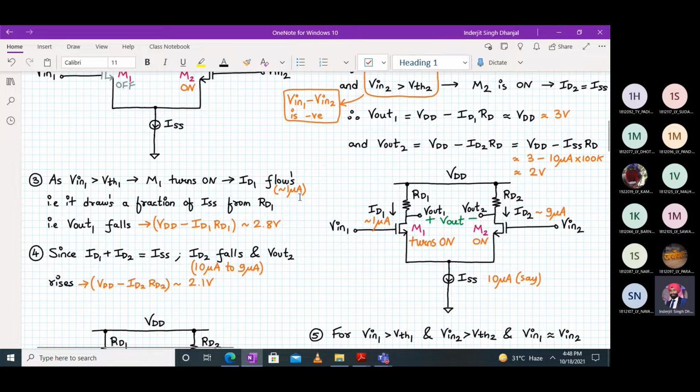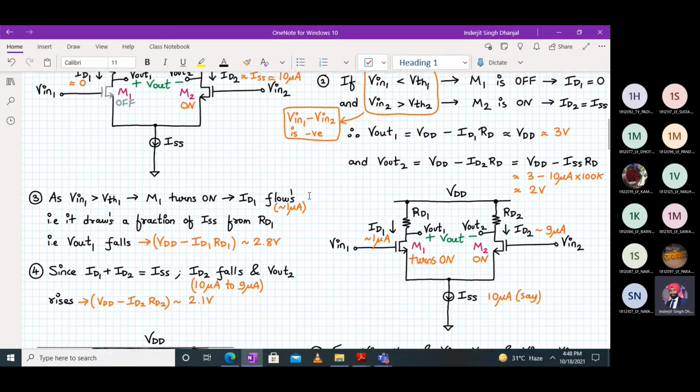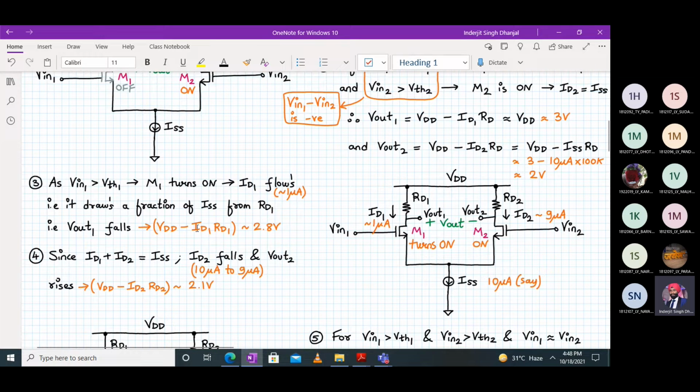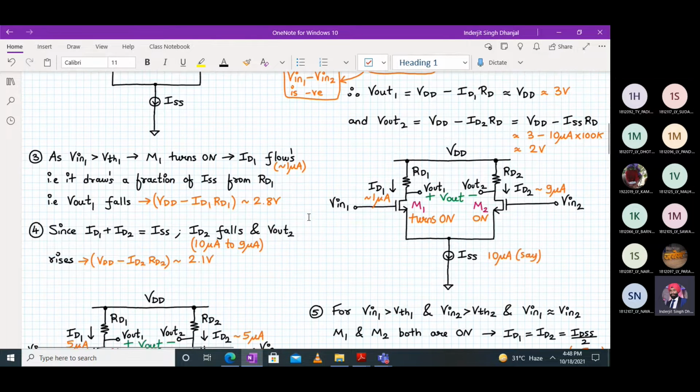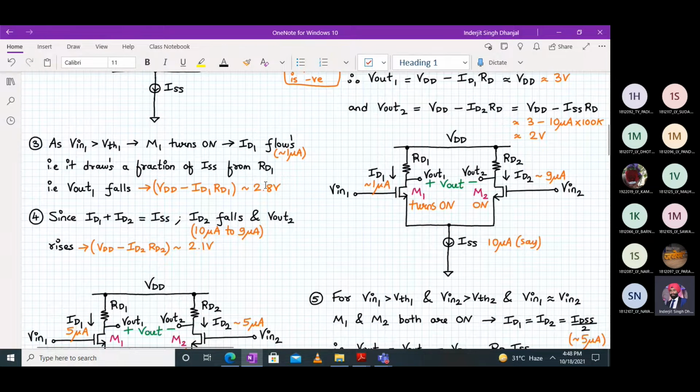So ID1 is 1 microampere and RD1 is 100K. You can check it out. It will be close to 2.9 or 2.8, I am not sure. We can check this value here. So ID1 is around 1 micro and RD is 100K. Can anyone check what is 3 minus 1 micro into 100K, whether it is 2.8 or 2.9? I think it should be 2.9. Can anyone confirm? I think it's 1.9, I'm not sure.